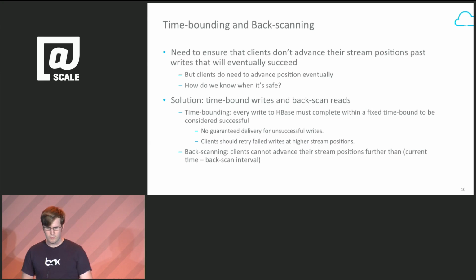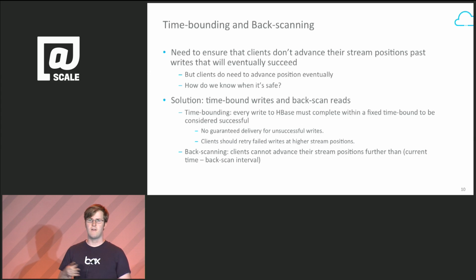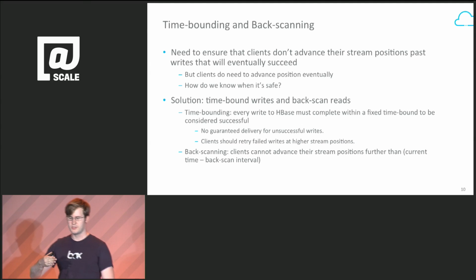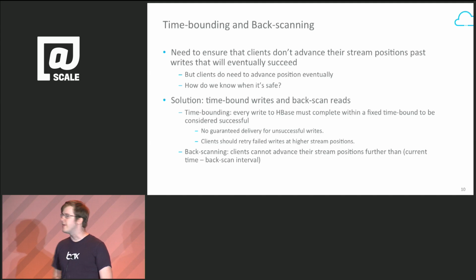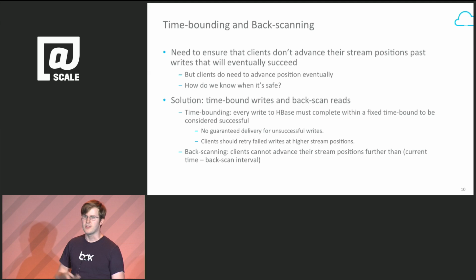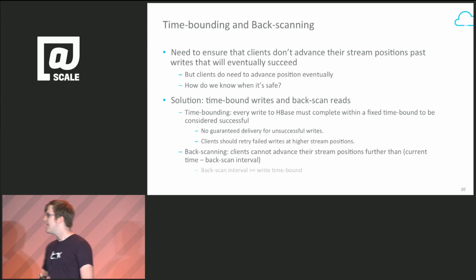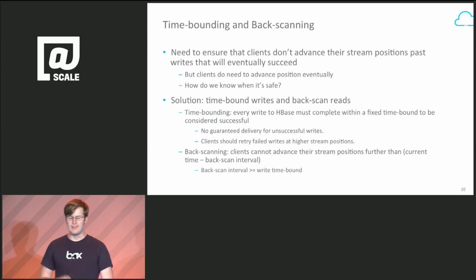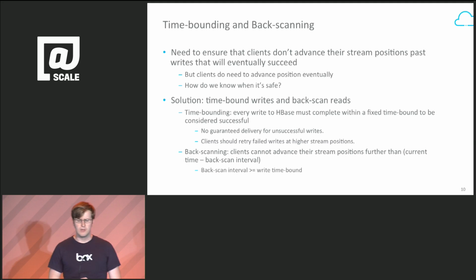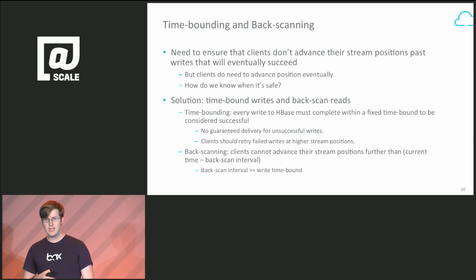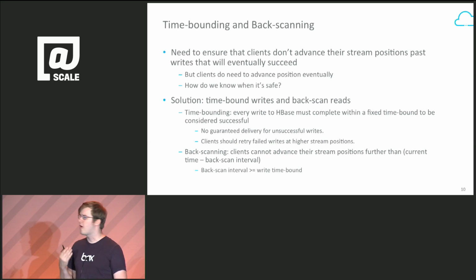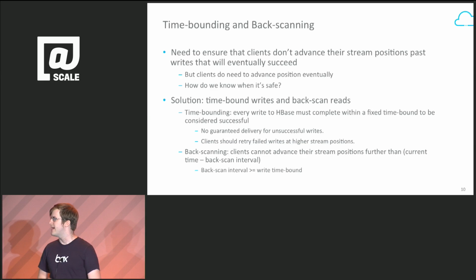On the read side, we then basically limit how close to the end of the queue a client can actually advance their stream position. Where the end of the queue is current time, we actually won't let them advance their position greater than current time minus this backscan interval. And by making that backscan interval greater than or equal to the write time bound, we assure that any position the client is advancing past, if there are any pending writes to that position, we know that they are already greater than their write time bound, which means even if they eventually succeed at the HBase level, at the client level, they'll be treated as failed. And so it's safe to move past them.